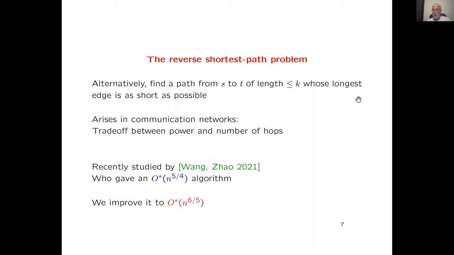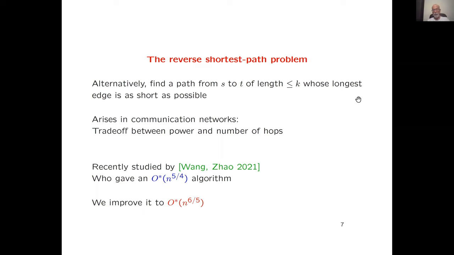For example, in communication networks, I give you the number of hops between S and T, and I want to find the minimum power, the radius of coverage of each node in the network that will guarantee the existence of such a path.